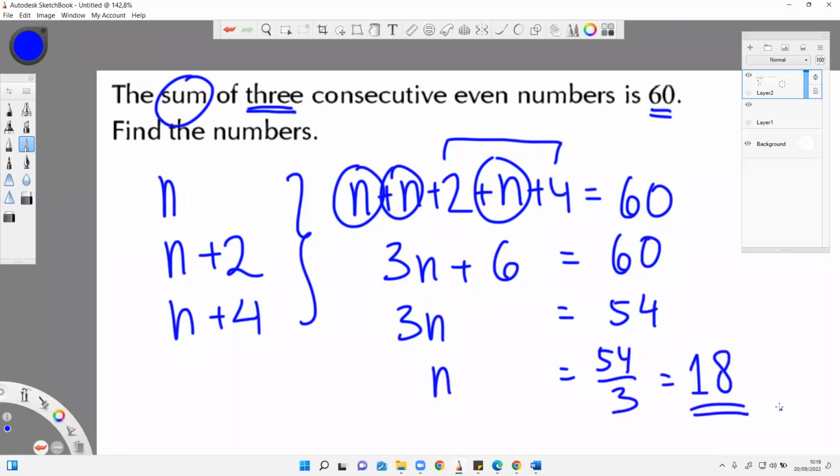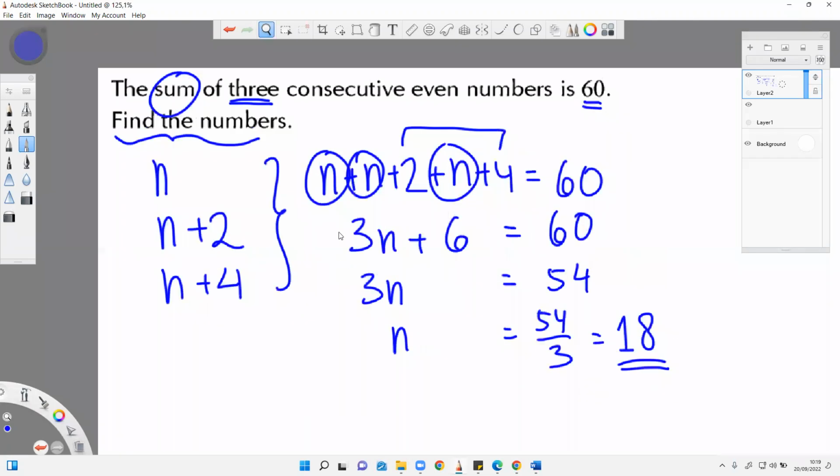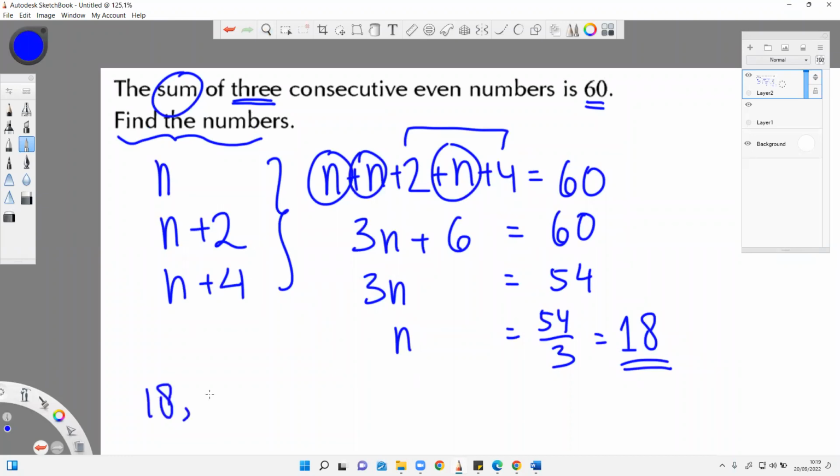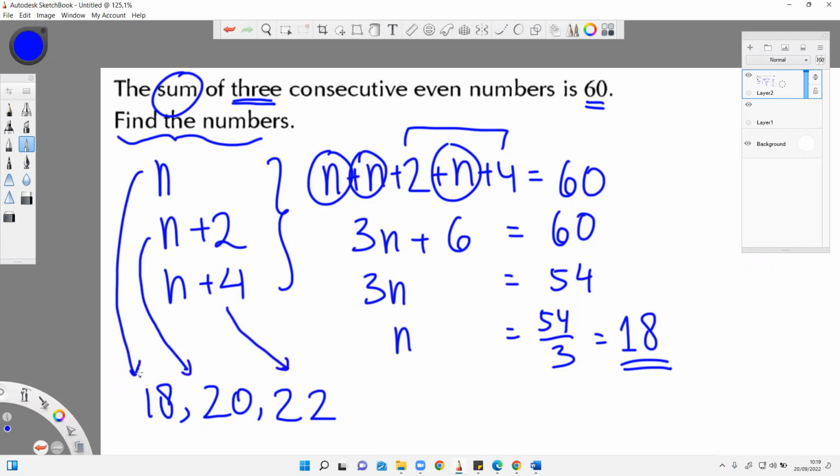18. Okay, so are we done for the question? Read the question properly. Why I'm not done? Find the numbers, find all numbers. So the numbers are, I just write 18, 20, 22, sorry. So 18 here, 20, and 22. So this will be your final answer. Okay, you might write it down first.